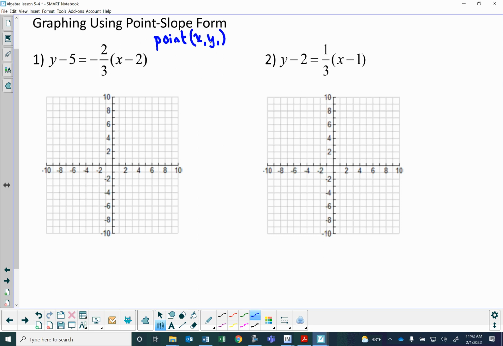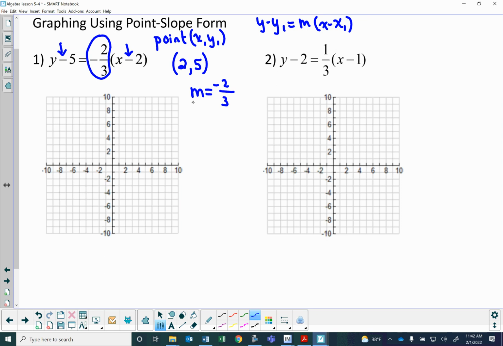And in the formula, y minus y1 equals m times x minus x1, x sub 1, y sub 1 are always subtracted. So as long as it's subtracted here and here, the points are actually going to be positive. So my x value is 2 and my y value is 5. So there's my point that I need. And my slope is always the value in front of x, so we know my slope is this value right here, so my slope is negative 2/3. So I have a point and I have a slope, and that's all I need to be able to graph an equation.